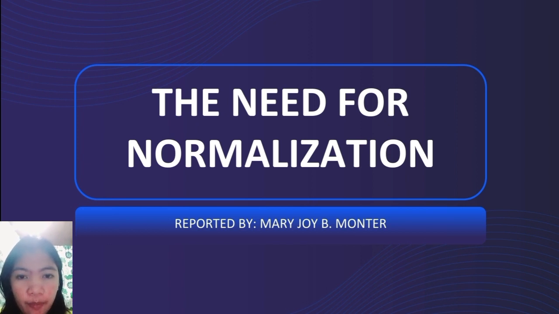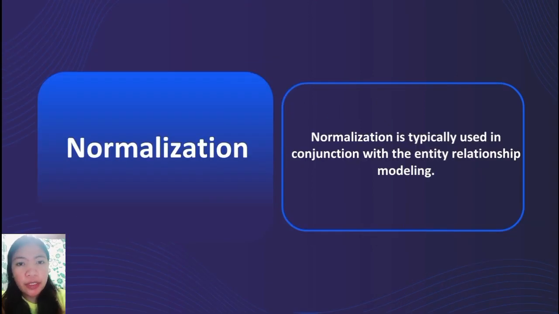So, my topic is all about the need for normalization. Normalization is typically used in conjunction with entity relationship modeling. It is a process used in database design to eliminate redundancy and improve data integrity. It involves organizing data into multiple tables and establishing relationships between them. By reducing data duplication, normalization helps to ensure efficient storage and retrieval of information.